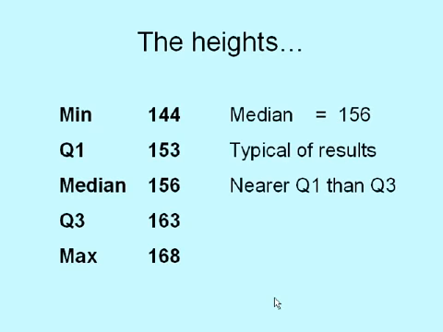Now the median is 156. That's a pretty typical result. That's a good typical result for your data. But notice how it's much nearer to the first quartile than it is to the third quartile, Q3, the upper quartile. That tells you something about the shape of the distribution of the heights.